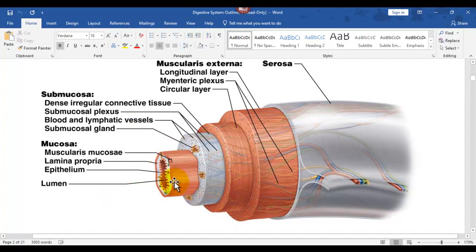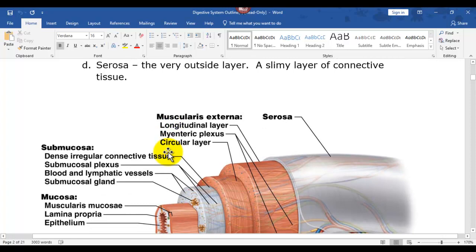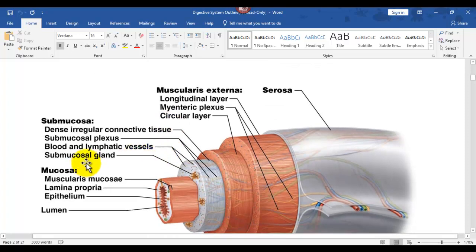Here's the mucosa lining. It's made of epithelium, and you have to remember the esophagus had non-keratinized stratified squamous epithelium, thick layers. The stomach has a layer of simple columnar epithelium, so that does change. The submucosa is the connective tissue portion. This is the second layer. It has nerves, blood vessels, and some of the glands that are involved with helping in digestion.